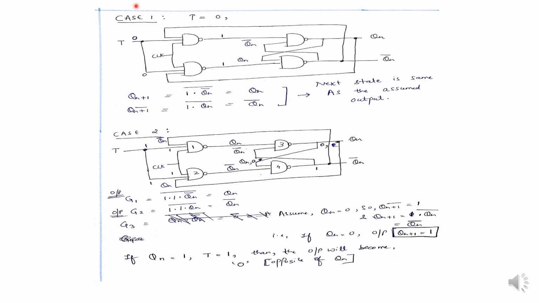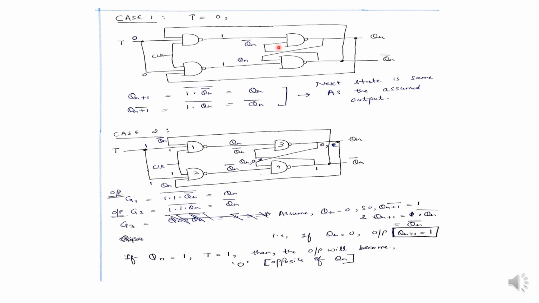Okay, so case 1 is T equals 0. So here you can just see, this is the JK flip-flop. I have written here T equals 0. So if T equals 0, that means this input is also 0 and this input is also 0. The working is very interesting. And you all know the output of the NAND gate: if any of the inputs is 0, the output is 1. So this is 1, this is 1. Okay, we have to determine QN plus 1.